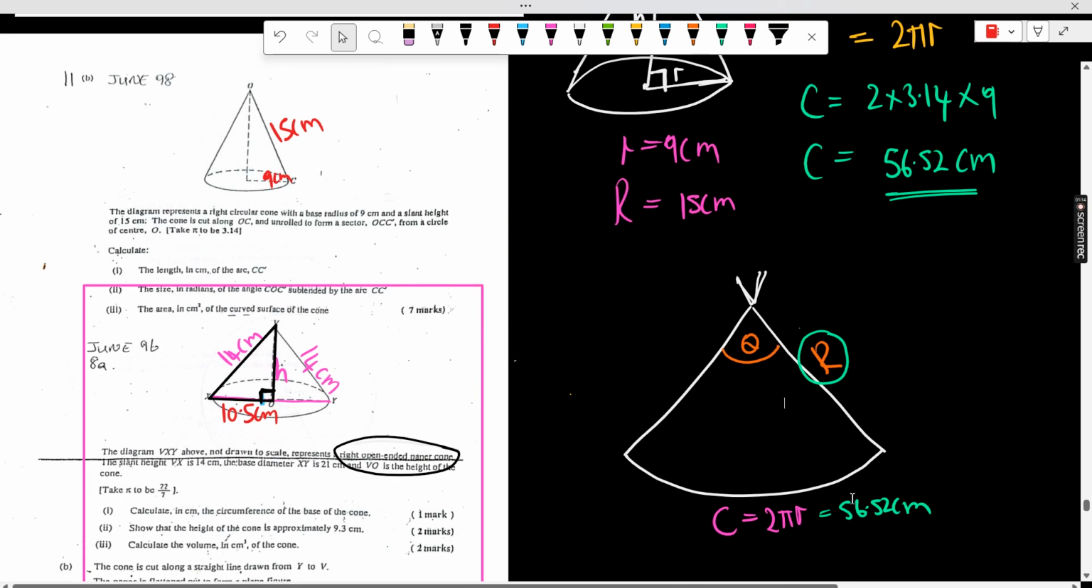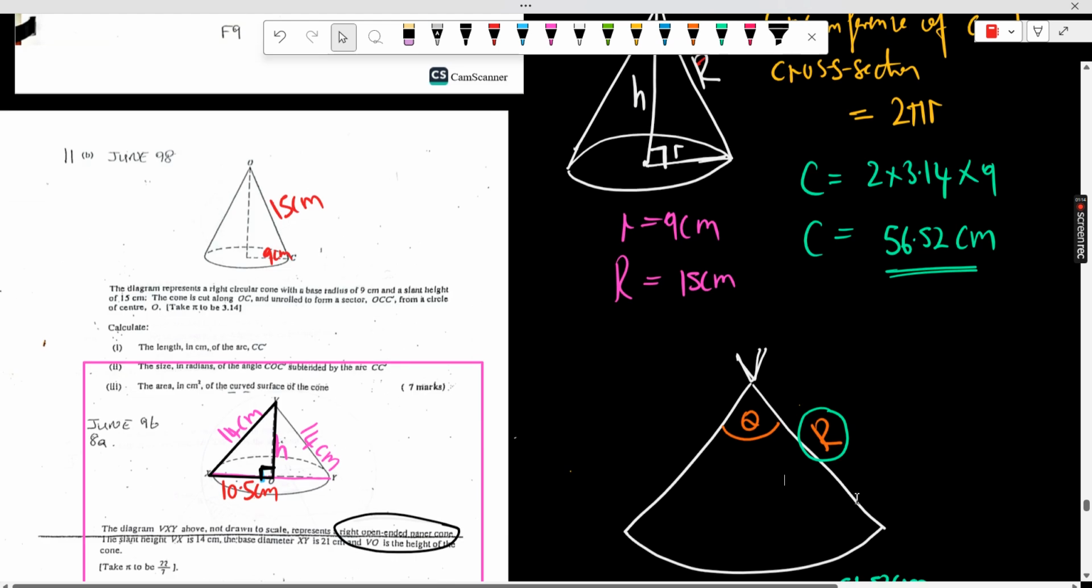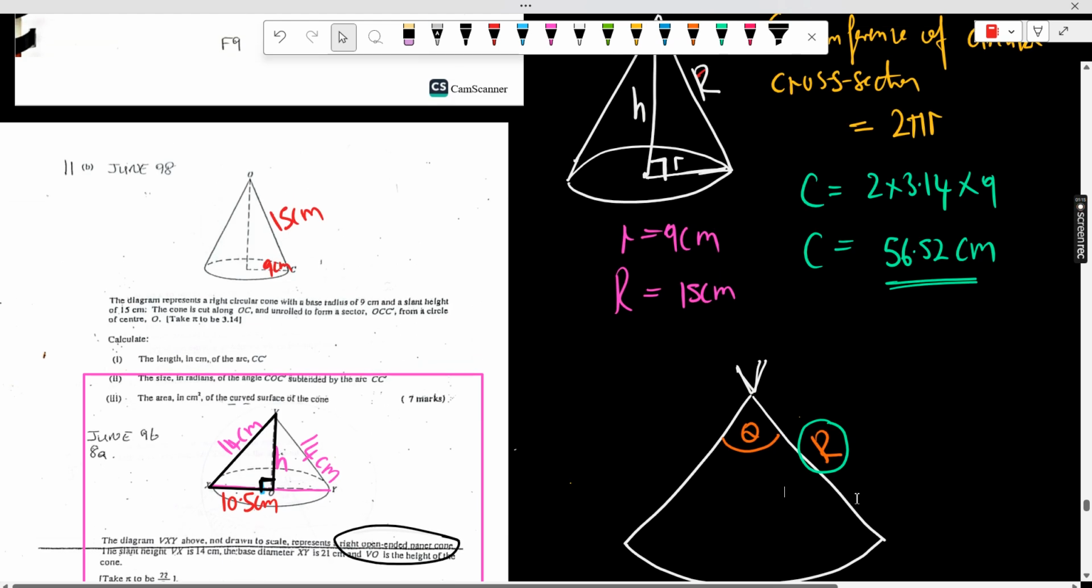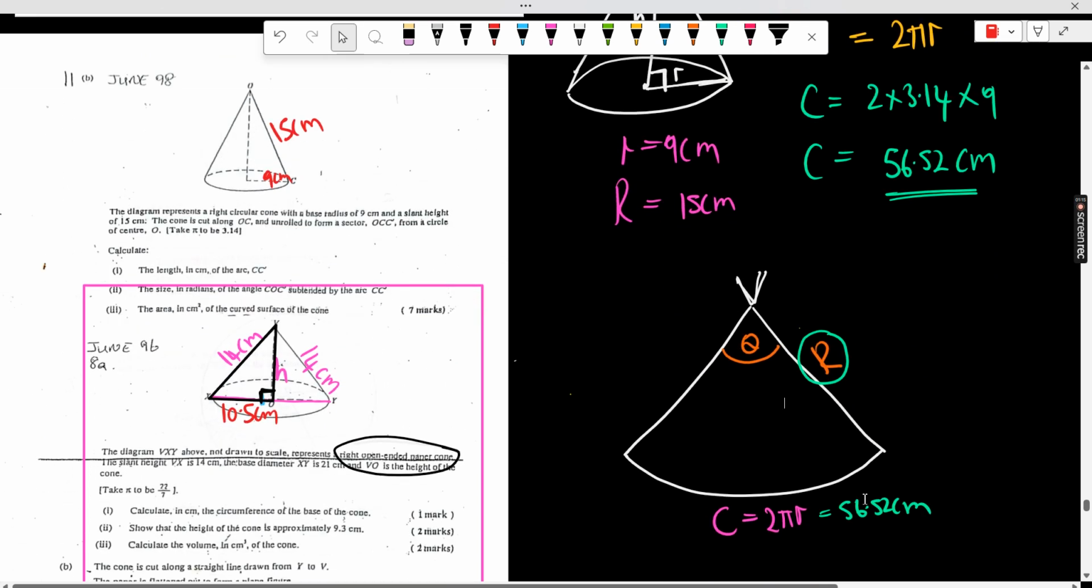Yes, sir. Right. Now, the next part of the question is to find the length in centimeters of the arc CC prime. Let me just put the letters there. We found that basically, but let me put the values here. So this would be 56.52. And this would be C, let's call it C prime. And this, of course, would be center O. So the length of the arc CC prime would be equal to the circumference of the circular cross-section of the cone. Is that clear?